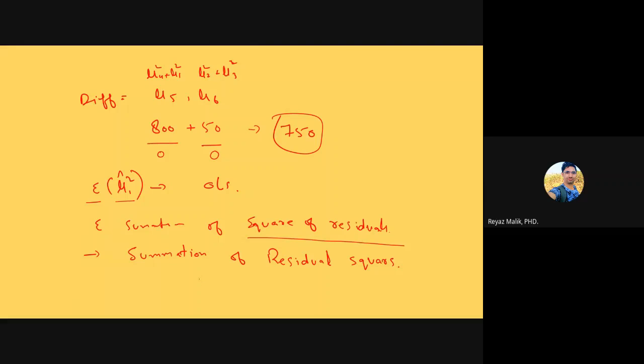summation of residual squares will be called OLS, ordinary least square. That's why it is ordinary least square. This square is that square only, the one where we raise the power 2. Least square, what does it mean? Least square highlights the error. And then what is the next component of it?